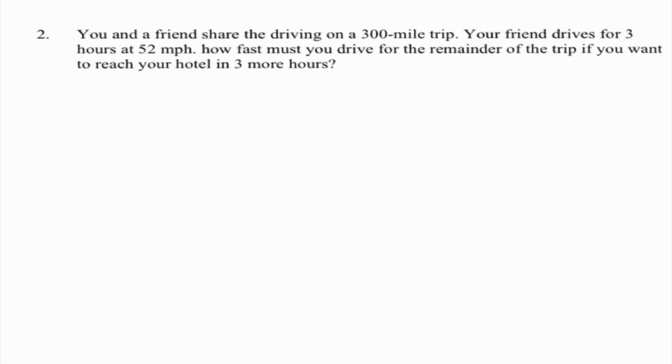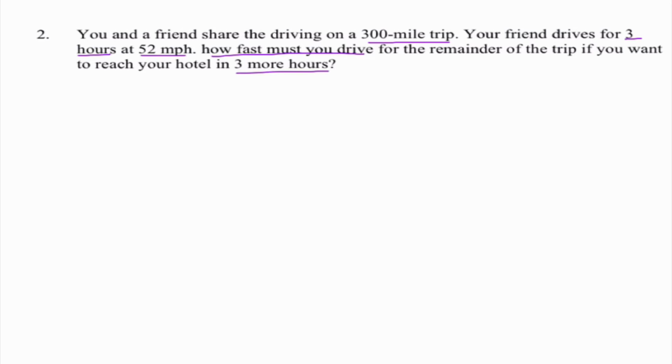Our second example: you and a friend shared the driving on a 300-mile trip. And I'm going to underline that because I'm guessing that sounds important. Your friend drives for 3 hours at 52 miles per hour. How fast must you drive for the remainder of the trip if you want to reach your hotel in 3 more hours? This problem is a little bit more difficult, and we really need to rely on our previous information that you've just learned throughout your course of math.